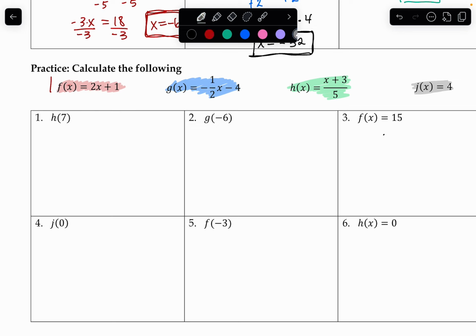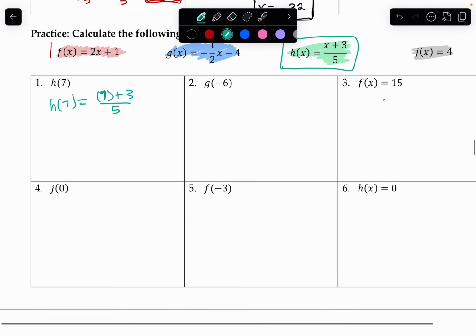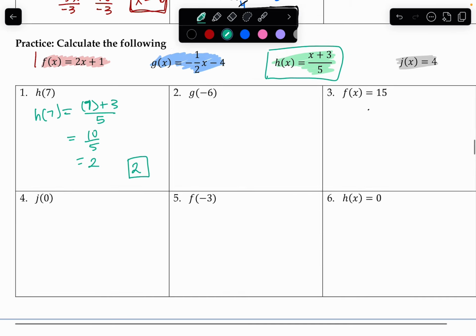So we need to look at the h function, which is here. And so h of 7, we have to do x plus 3 over 5. And in this case, we're replacing x with 7. I like to put parentheses there. They're not really needed, but it's just a good habit. So 7 plus 3 is 10, divided by 5 is 2. So our answer for number 1 is 2.